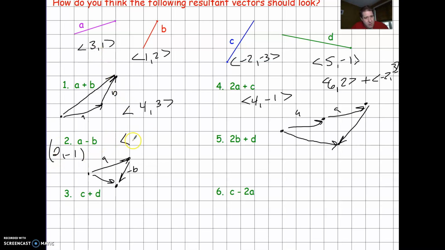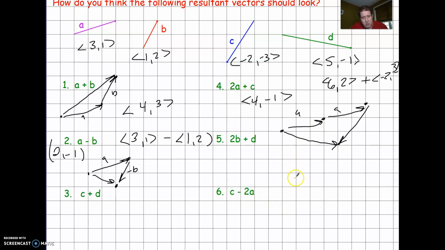Same thing, so if I do A, which is 3, 1, and I take away B, which is 1, 2, 3 minus 1 is 2, so it gets the same answer there. And 1 minus 2 makes -1. Same answer there. Do one more subtraction. I'm going to skip the additions because I've already covered those.